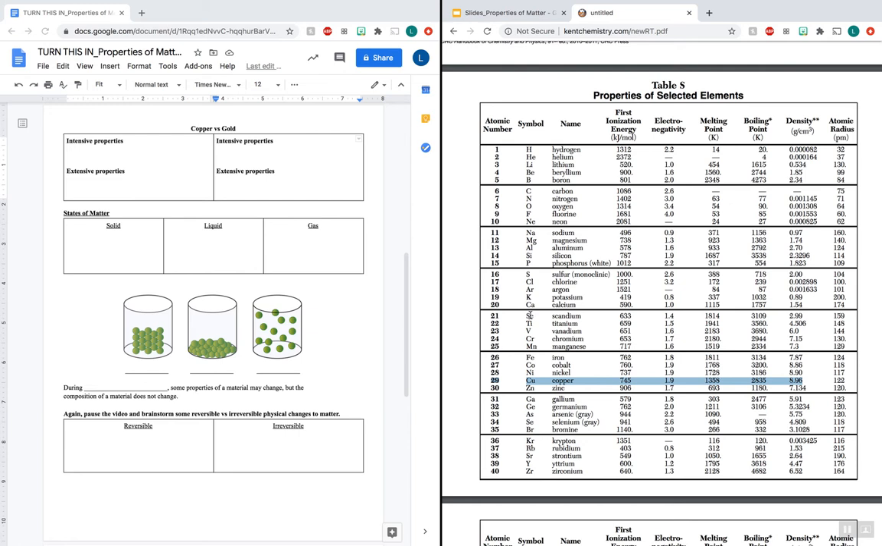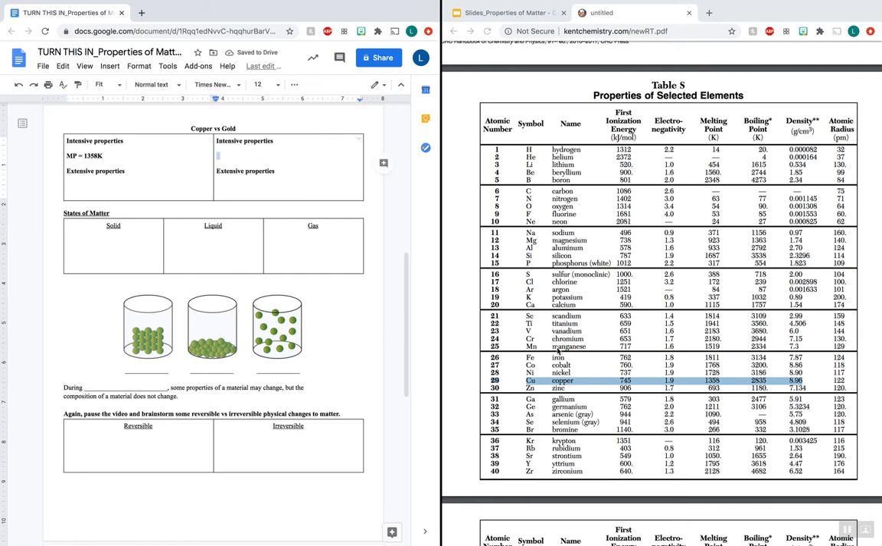That's how we get metal in different shapes. We have to bring them above their melting point, put them in a shape that we want, and then bring them back down below their melting point so that they harden into a solid again. So for copper, put copper on the left side of the table, intensive property, it has a melting point of 1358 degrees Kelvin. Whoops, Kelvin.